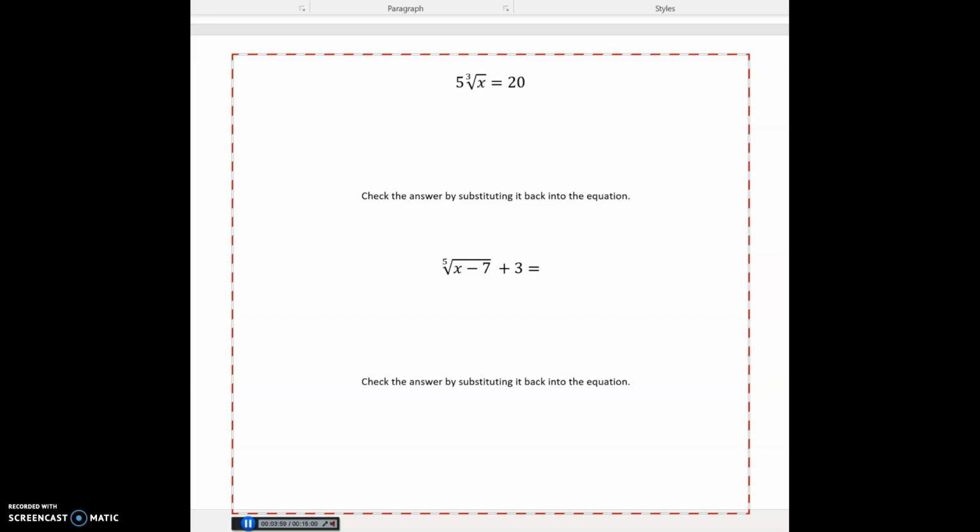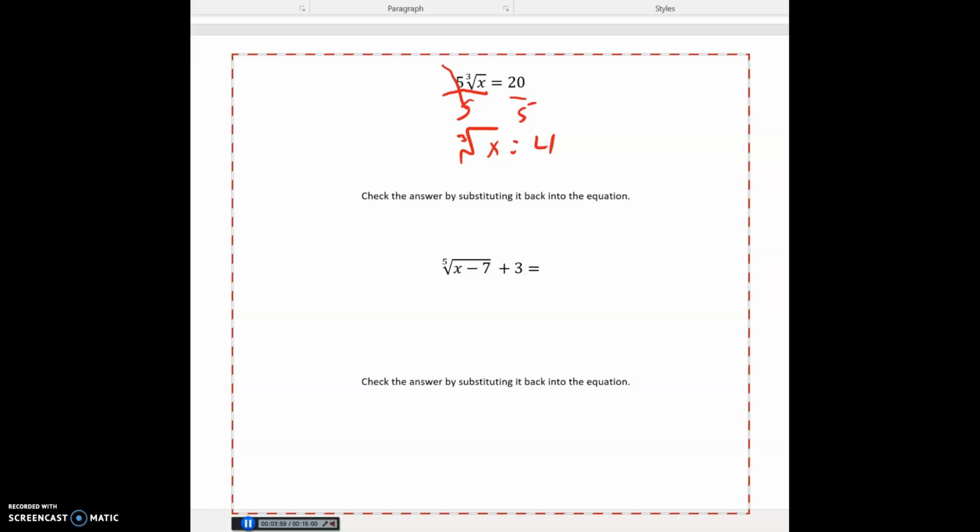All right. So let's take a look at this problem right here. We've got 5 times the cube root of x equals 20. When that's next to it, that means times. I hope you're thinking to yourself, the opposite of times is divide. So I'm going to divide both sides by 5. That makes that 5 cancel out, and that gives me the cube root of x. 20 divided by 5 is 4.